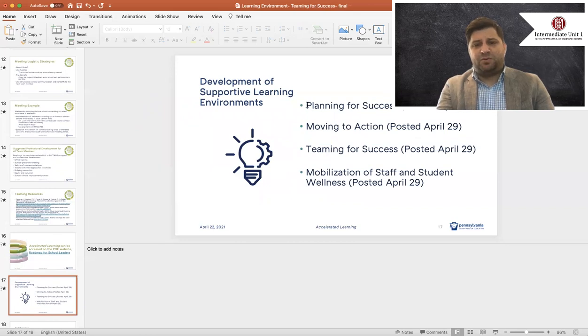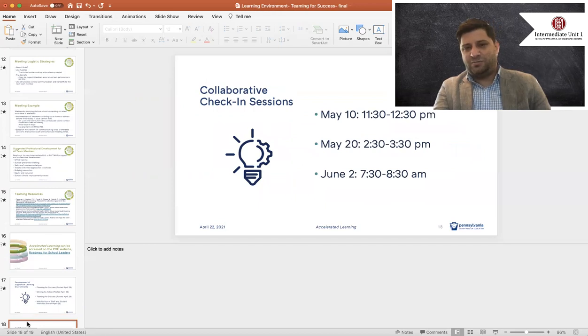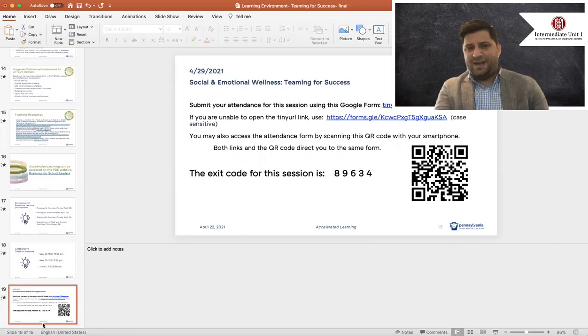And here is the development of supporting learning environments. So this is when these trainings are going to go live, and it's all on April 29th. We're going to have a lot of really good information for everybody to view in an asynchronous environment, so you can view it at your own leisure, and they're quick, but really packed with helpful information. And here are some collaborative check-in sessions that you would want to attend, to get some good resources, some good ideas, and to brainstorm and connect.